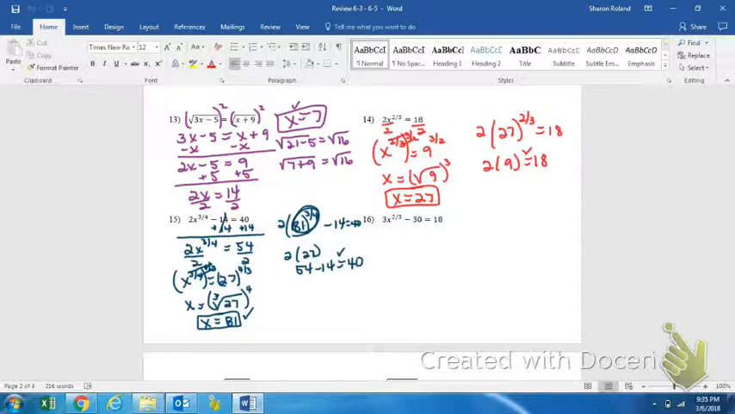Number 16, you're going to add 30 to both sides, and you have 3x to the 2/3 equals 48. Divide both sides by 3, and you have x to the 2/3 equals 16. To get rid of a rational exponent, you put it to the exponent of its reciprocal. These cancel, and you're left with x equals the square root of 16, which is 4, to the 3rd power is 64.